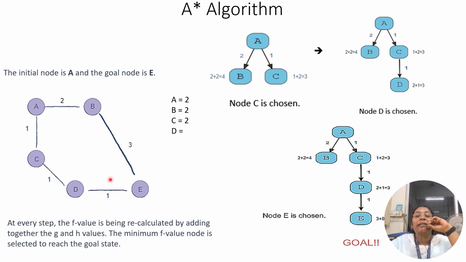So ultimately, when I start from A, C, D, and E, I have the f of n value of 3, and from A, B, and E, it gives a value of 5. So the goal is reached when we travel from A, C, D, and E. That is what your A star algorithm is.